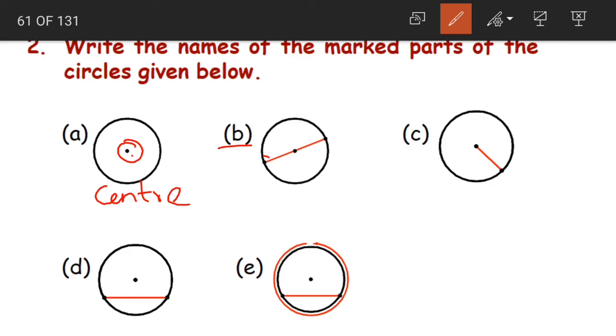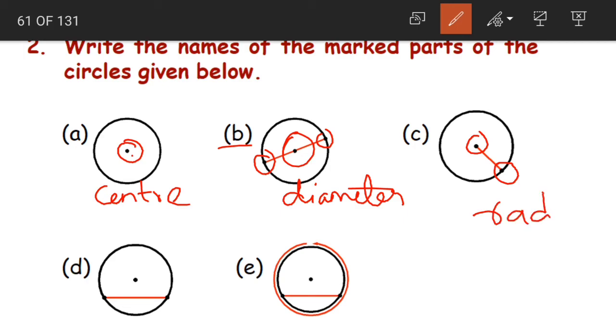Now this is a line segment joining 2 points on the circle. Yes or no? Yes. And again, it is passing through the center of the circle. So it becomes our diameter. Now coming to C, what is it? It is a line segment joining the center of the circle and a point on the circle.